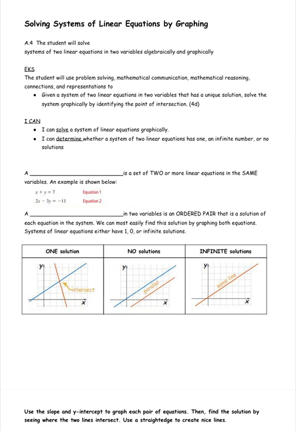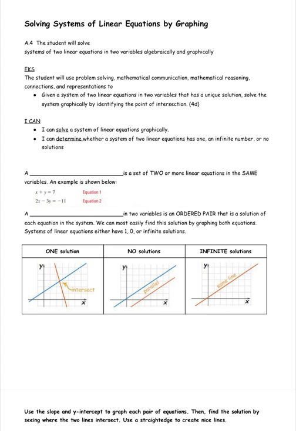For today's lesson, we are going to be solving systems of linear equations by graphing. There are actually three methods to solve systems: graphing, substitution, and elimination. But for today, we're going to focus on graphing and then focus on the other two. So given a system of two linear equations in two variables that has a unique solution, solve the system graphically by identifying the point of intersection.